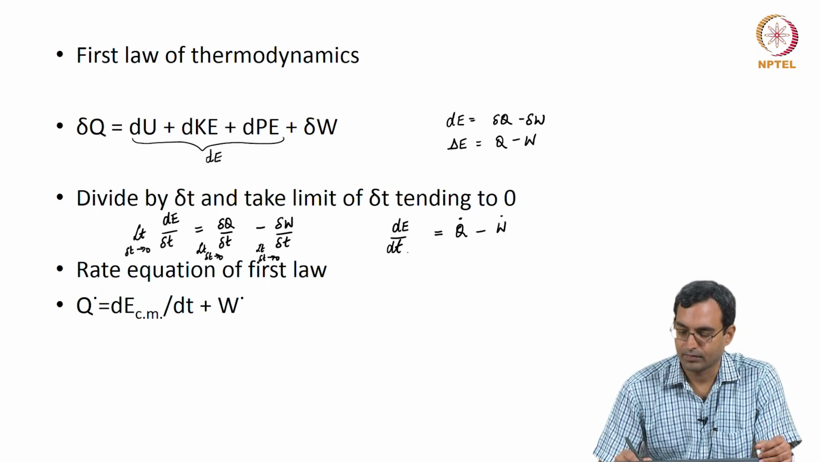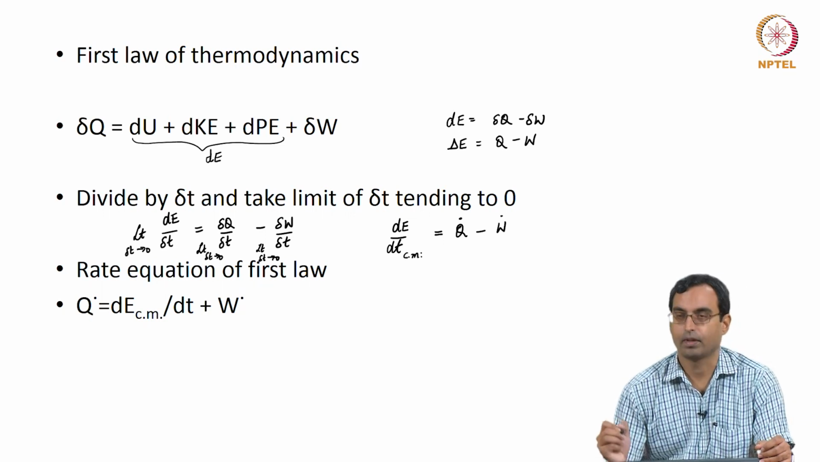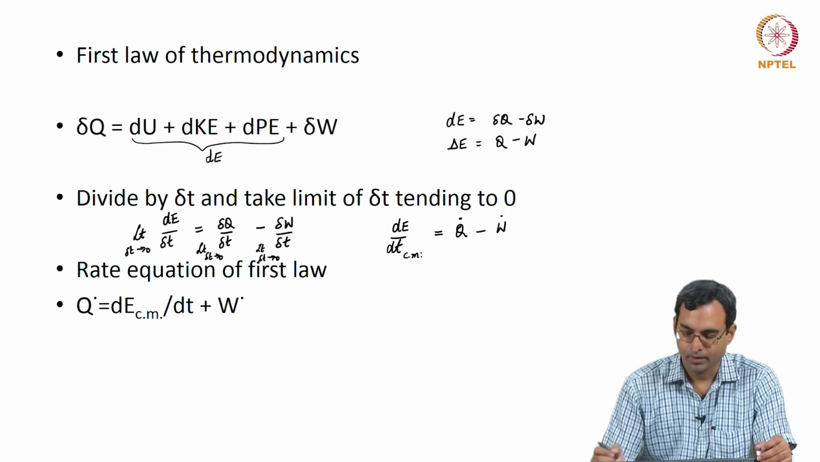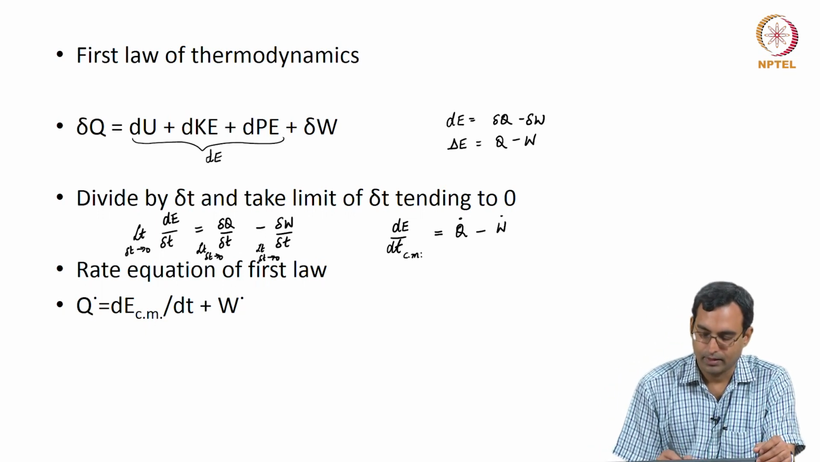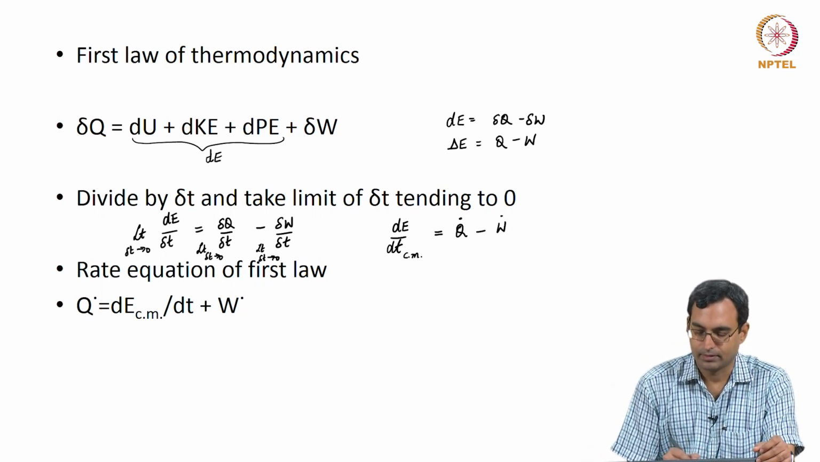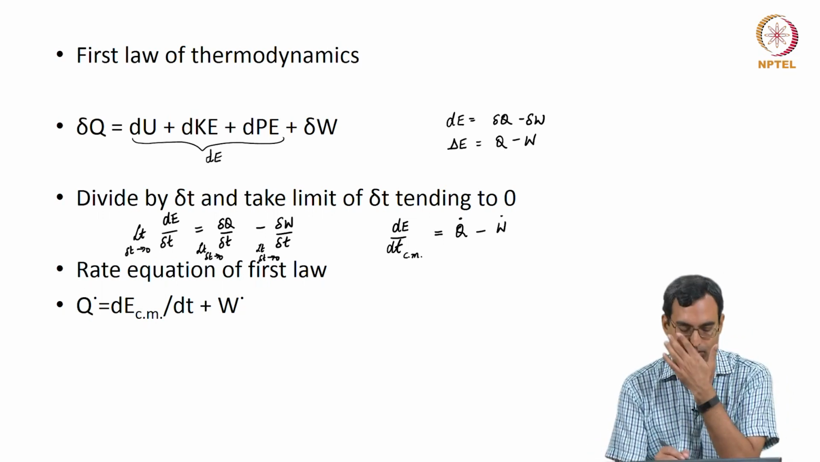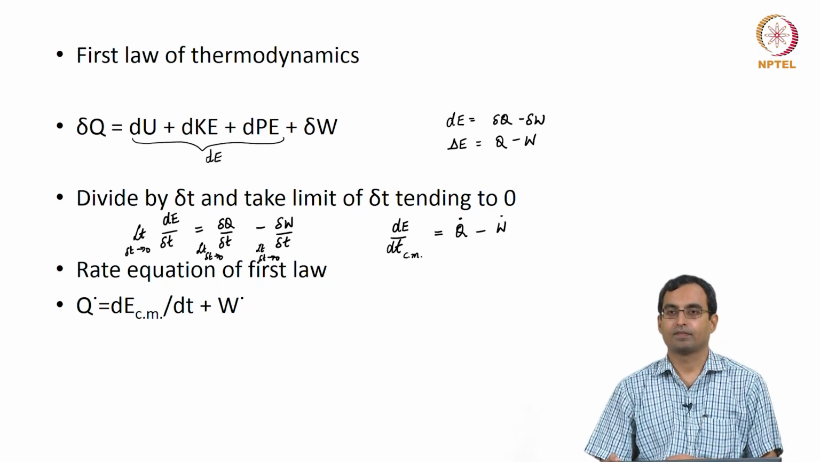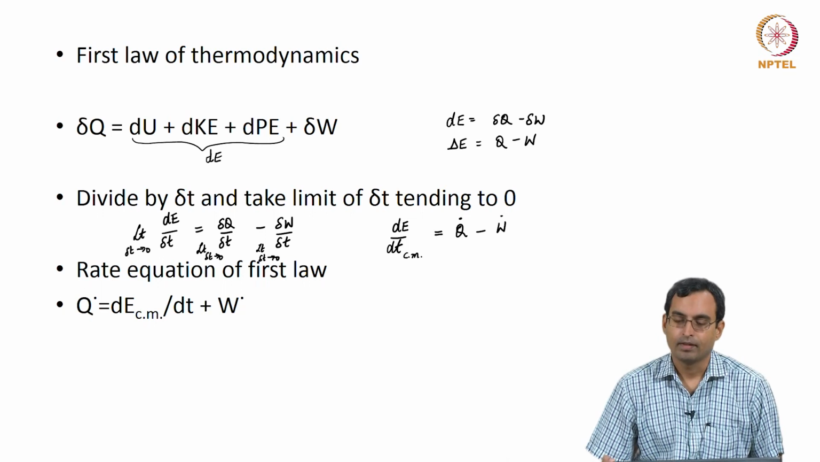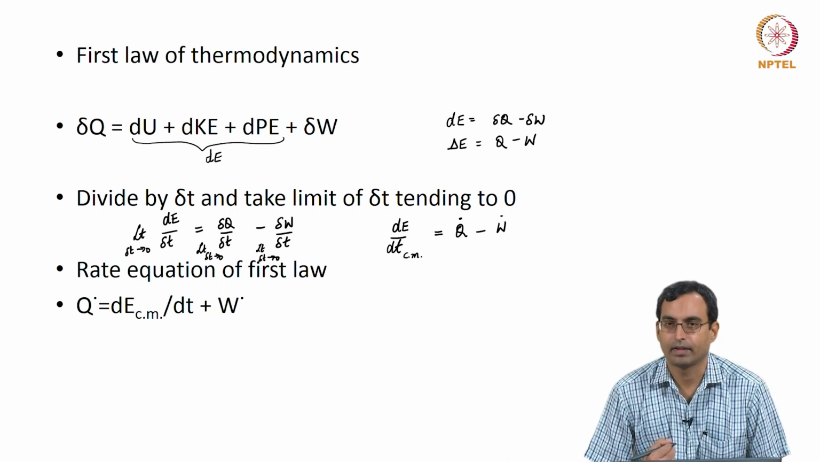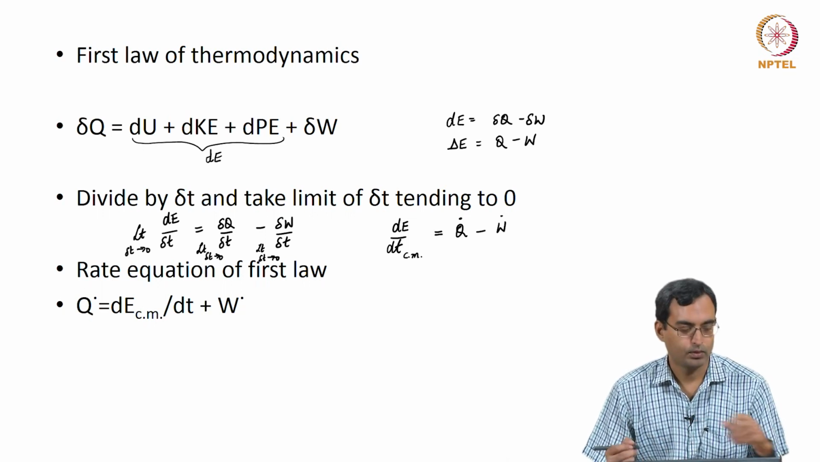We have been writing this for a control mass, so we just have the CM to emphasize that this is for control mass. So the rate equation is essentially this, or you can write it with Q dot on this side and dE by dt on the other side. So we get an expression of this form. We have been actually using this expression even though we never formally wrote it down. We have been using it anyway.